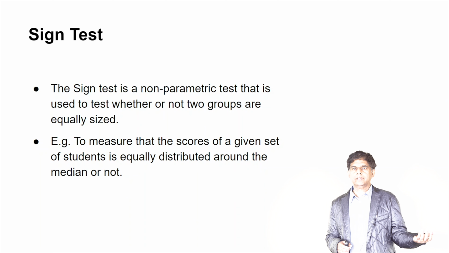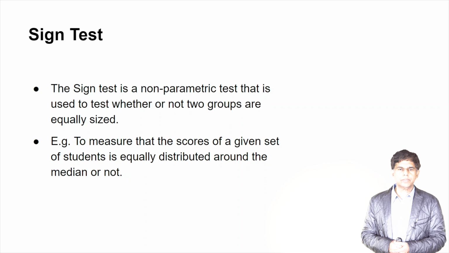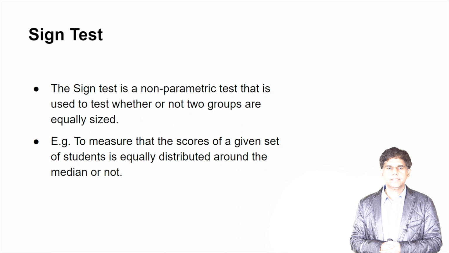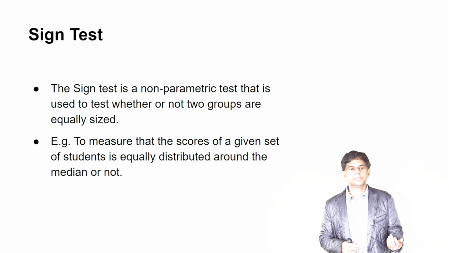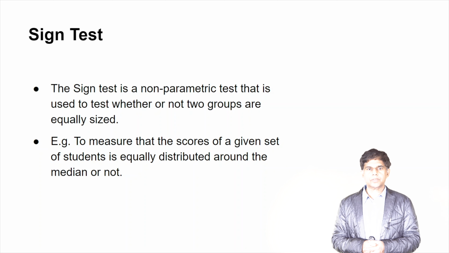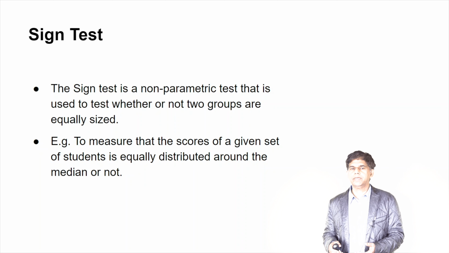Now let's look at another non-parametric test, called the sign test. You look at whether 2 groups are equally sized. It's a non-parametric test to see if the 2 groups are equally sized or not, for example to measure whether the scores of a given set of students are equally distributed around the median or not.